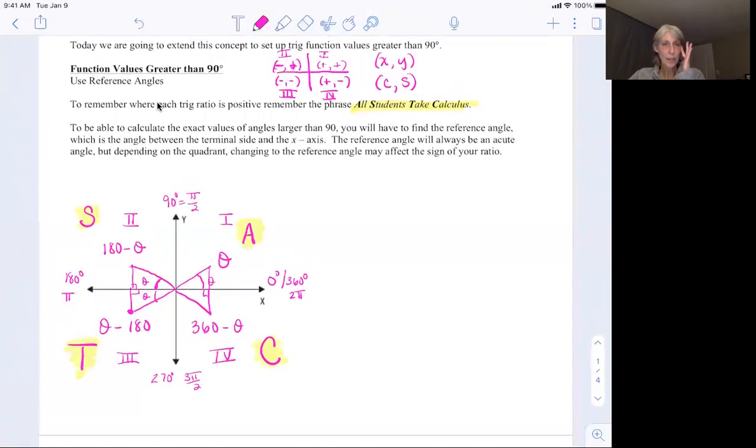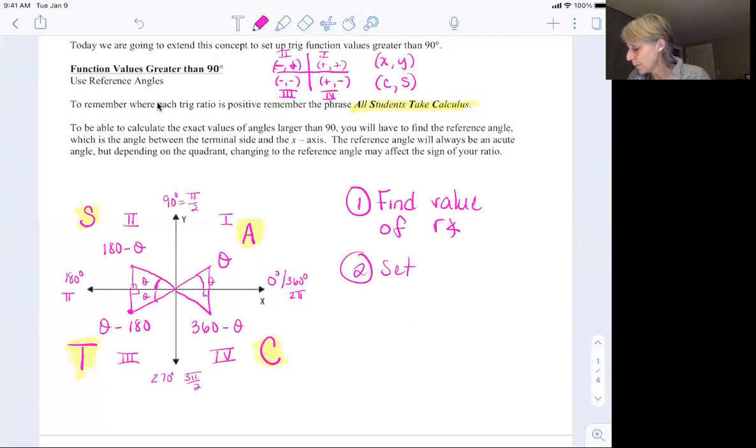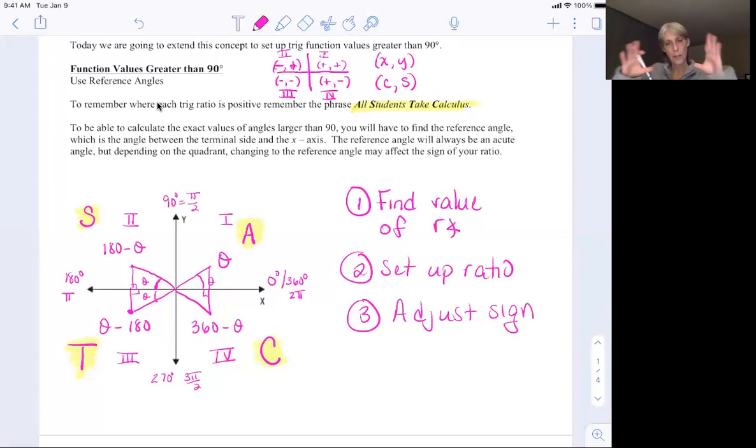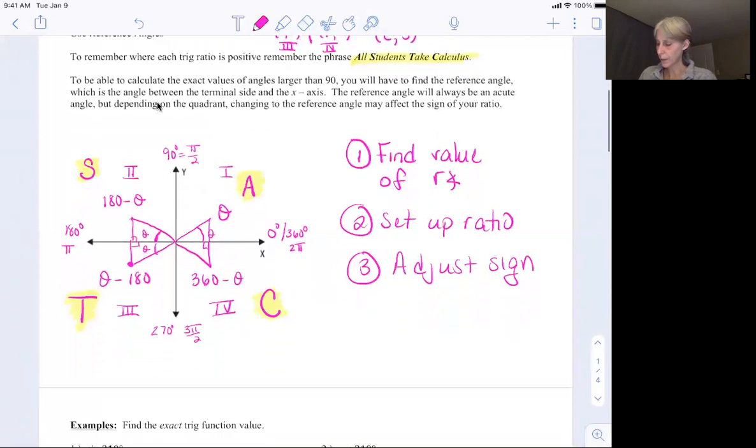The reference angle is always an angle between the terminal side and the x-axis. The reference angle will always be an acute angle, but depending on the quadrant, we're going to change the reference angle and it may affect the sign of your ratio. So in simplest terms, my recommendations to you: we find the value of the reference angle, we set up a ratio, and adjust the sign. And if you can remember this little set of rules here, you're going to be really good.